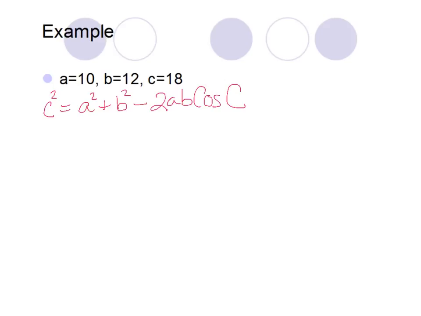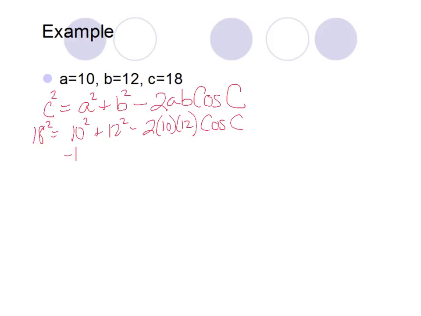Here we go. Let's start filling in numbers. 18 squared equals 10 squared plus 12 squared minus 2 times 10 times 12 times the cosine of C. Be really careful right here that you pay attention to your order of operations. These things here are being multiplied by the cosine of C. Don't try to attach this to this stuff over here.